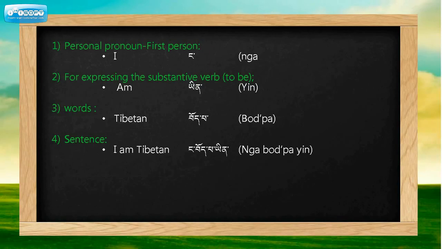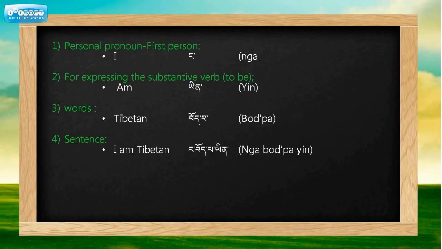Unit 1, Chapter 1. Personal pronouns in first person. In English, we have I. In Tibetan, it's called Nga. Nga is also one of the 30 letters of the Tibetan alphabet.